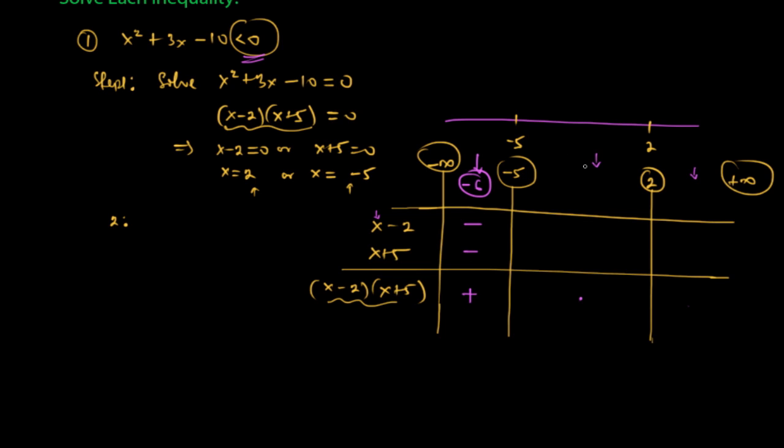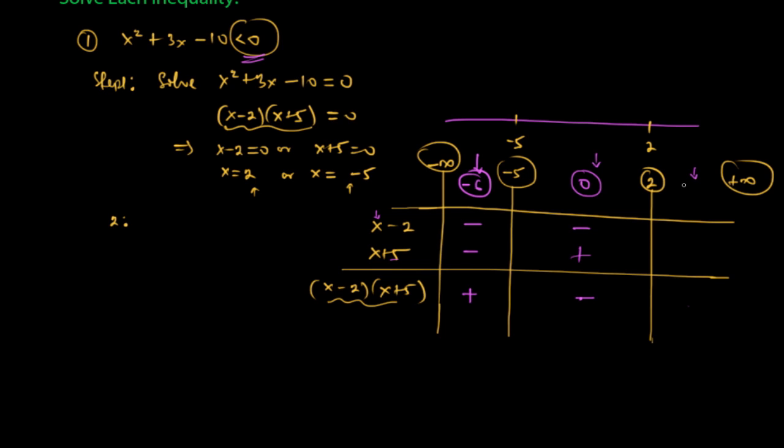Similarly here, you could pick any number between negative 5 and 2. So I'm going to pick 0. When you substitute 0 here, 0 minus 2 is negative 2, a negative number. When you come here, 0 plus 5 is positive. And when you multiply them, negative times positive gives a negative number.